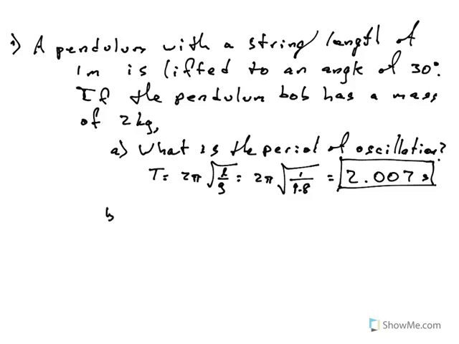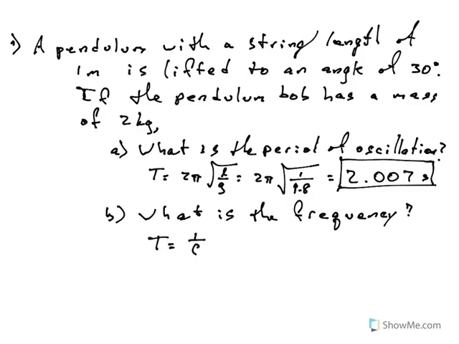Part B asks us to find what is the frequency. Well, this isn't so bad. We already know a relationship between period and frequency. The period is 1 divided by the frequency. So frequency then is 1 over the period. So 1 divided by 2.007 gives us 0.498 hertz.